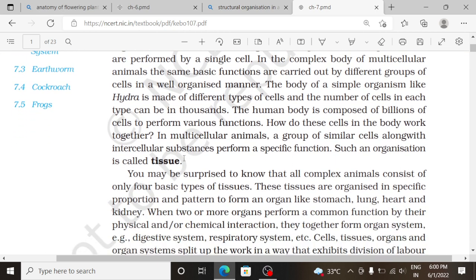The body of a simple organism like Hydra is made of different types of cells, and the number of cells in each type can be in thousands. The human body is composed of billions of cells to perform various functions. How do these cells in the body work together? In multicellular animals, a group of similar cells along with intercellular substances performs a specific function. Such an organization is called tissue.